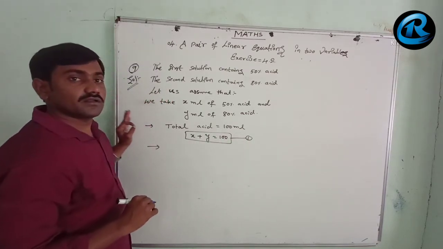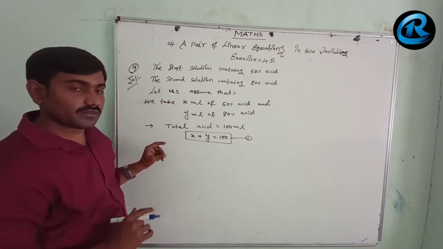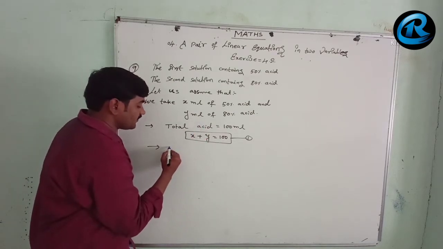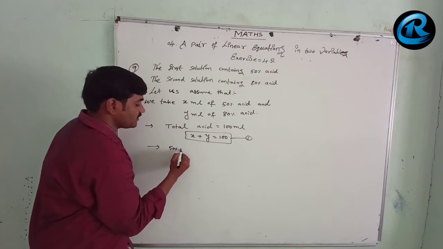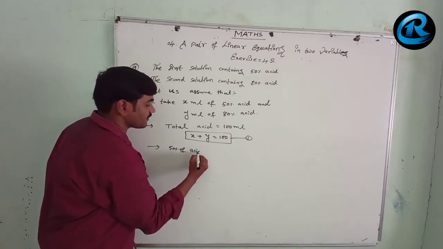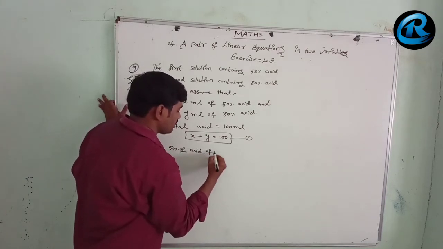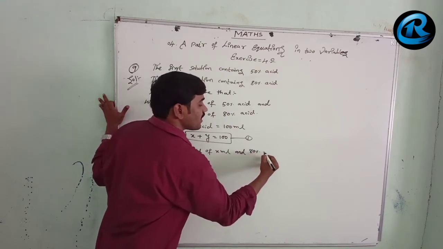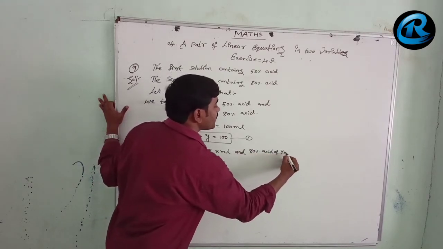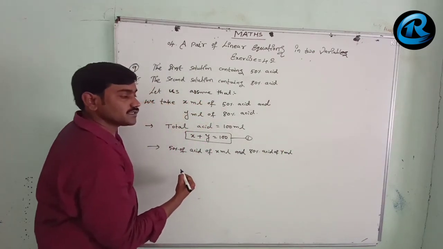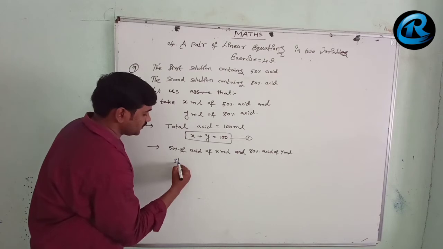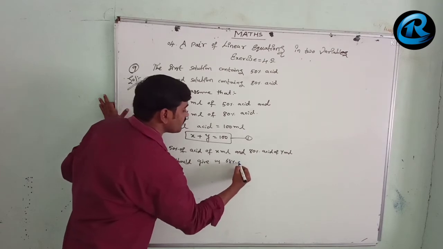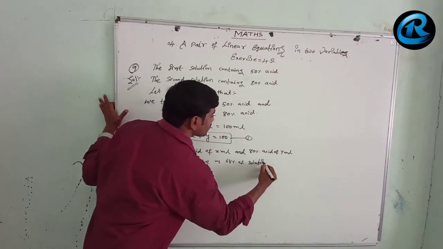Then the second one. We require 68% now. So 68% of 100 ml we require now. So 50% acid of x ml and 80% acid of y ml should give us 68% solution.